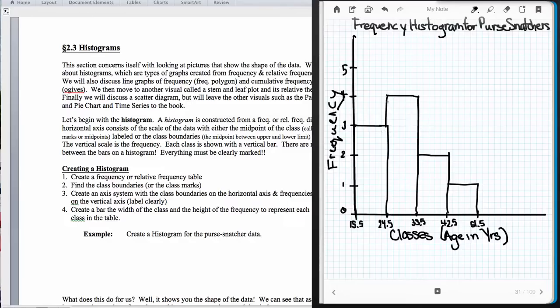And then, like I said before, I like to go ahead and put in my counts up here. So I like to put in a 3 here, and a 4 up here on top, and a 2 up here on top, and a 1 up here on top.